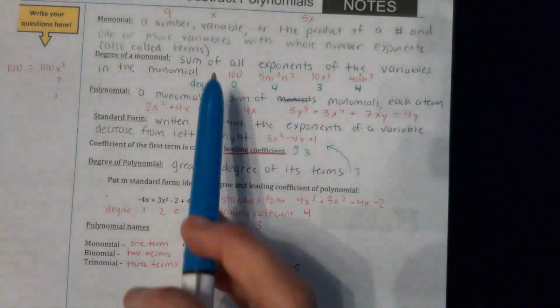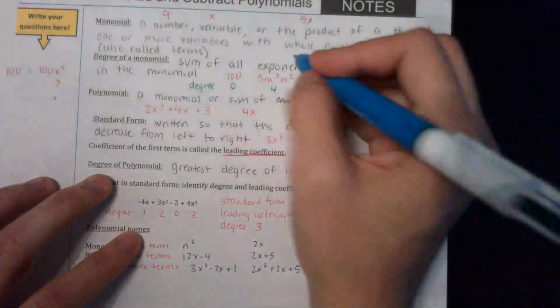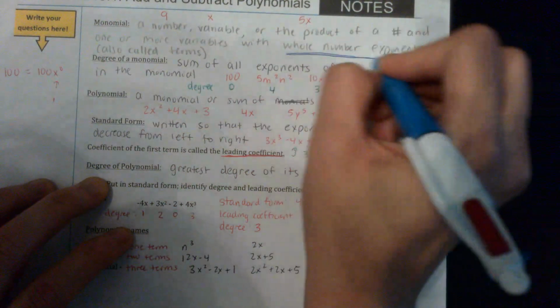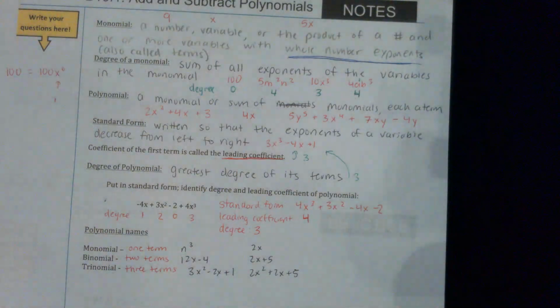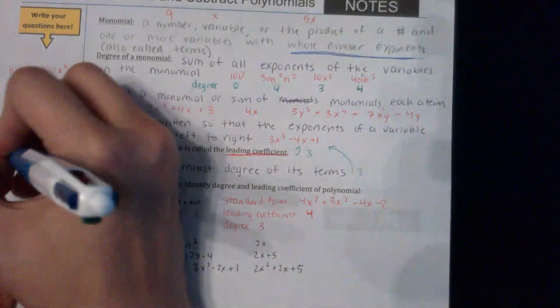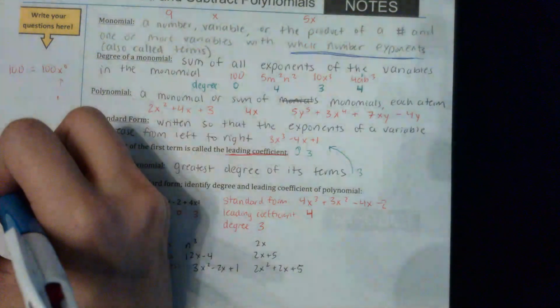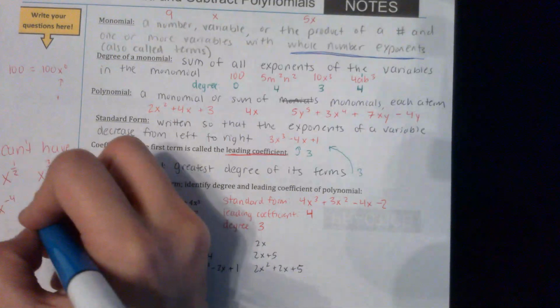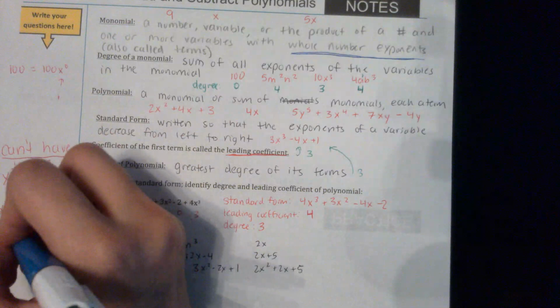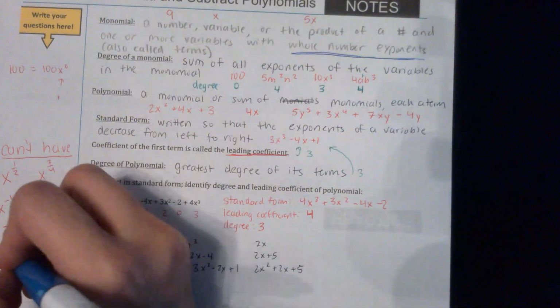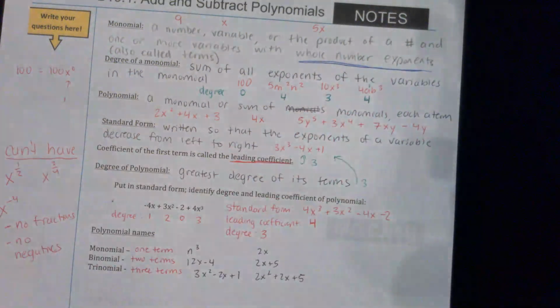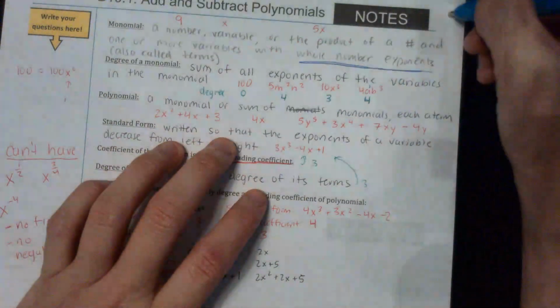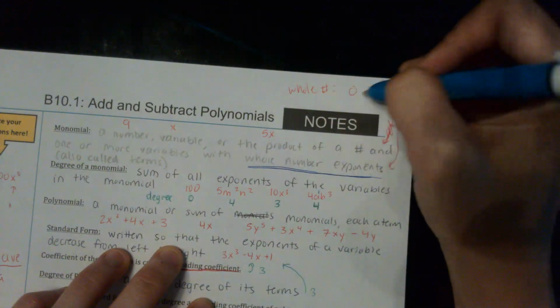Something to note, right, we need whole number exponents. So when we have whole number exponents, that means that we're not allowed to have fractions. Like can't have x to the 1/2 or x to the 3/4 or x to the -4, right? So no fractions, no negatives. They need to be whole number exponents. If you remember, a whole number is 0, 1, 2, 3, etc.